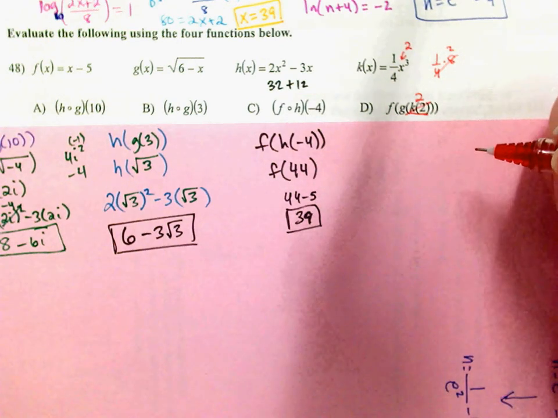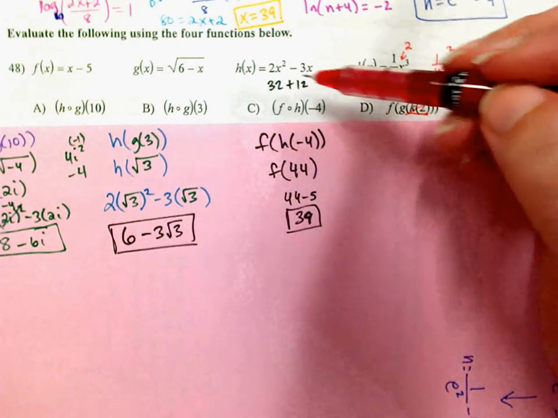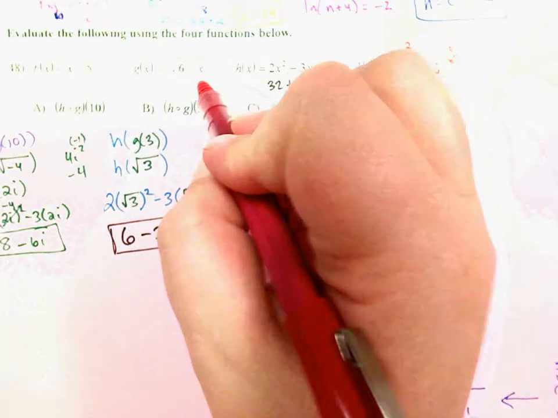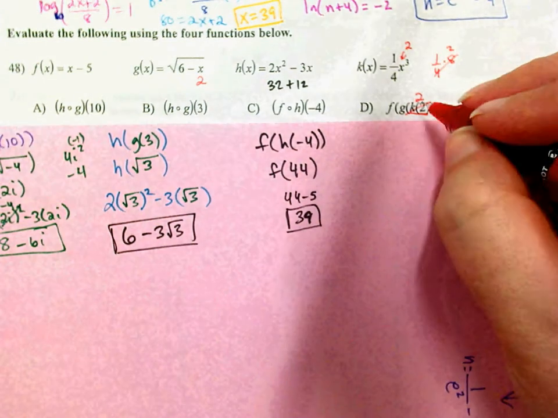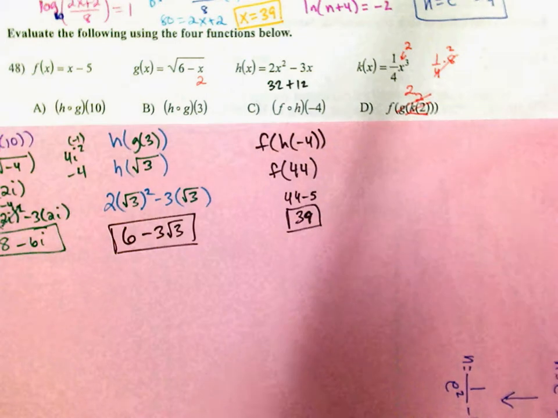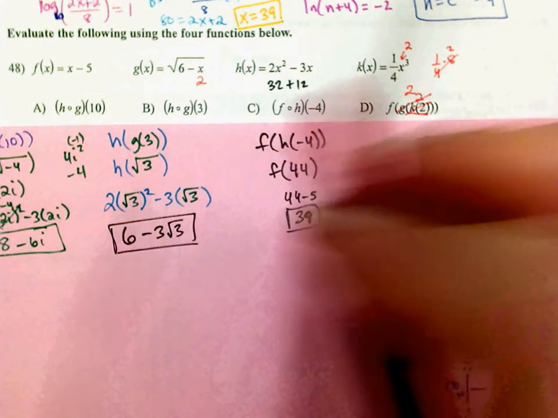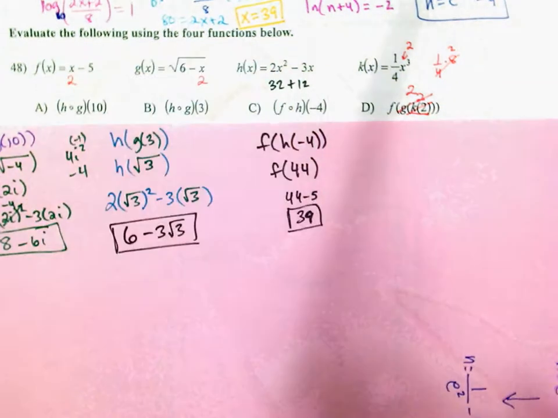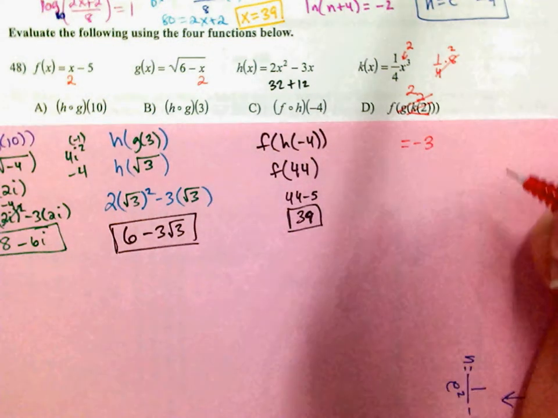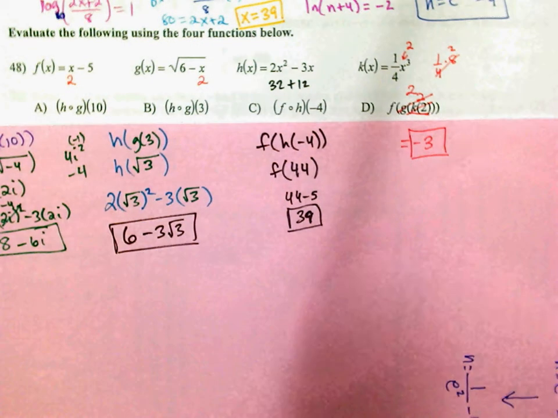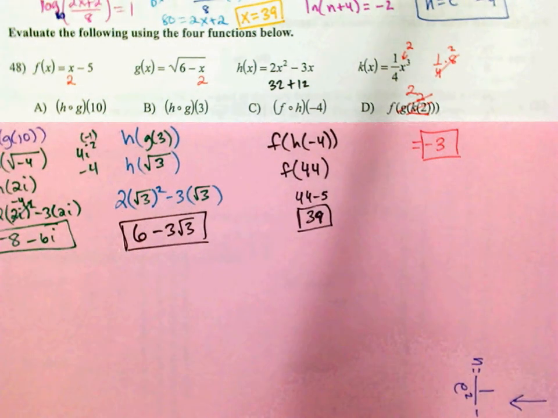If I plug in 2, what do I get? Square root of 6 minus 2, which is square root of 4, which is what? 2. So now I need to find f of 2. I plug in 2 right here, what do you get? 2 minus 5 is 2. Just kidding, it's negative 3. Everything is coming up 2. Okay.